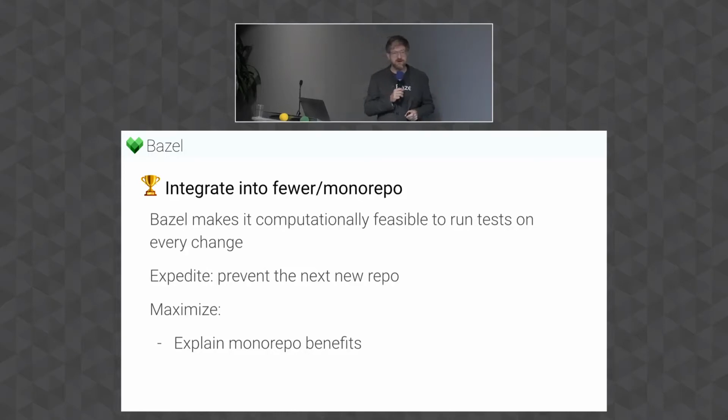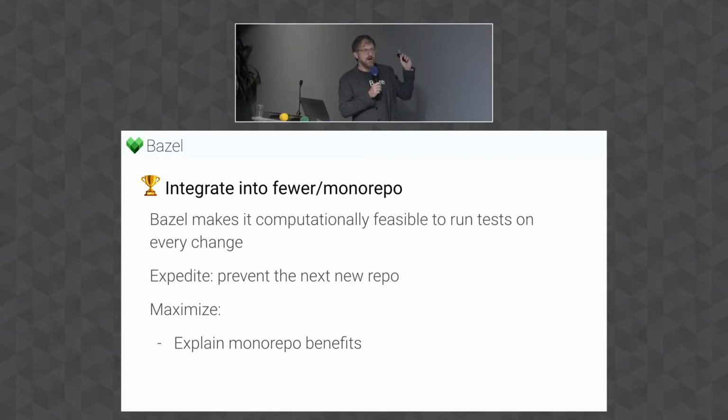Monorepo is something closely affiliated with Bazel. Bazel doesn't require that you be on a monorepo. Of course, your workspace can have local repositories pointing to other things. But Bazel does make it possible to do monorepo in the sense that it's computationally feasible now to say, I just run the test every time there's a change because I'm only going to run the affected ones. And so it's kind of hard to do monorepo without a build tool like Bazel.